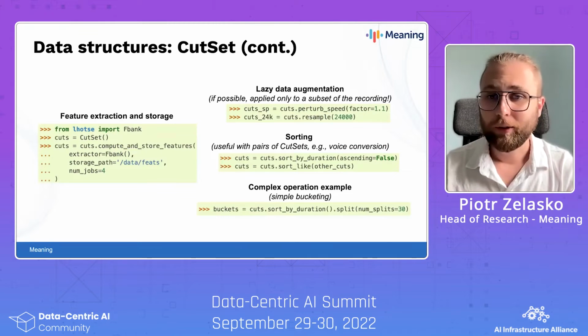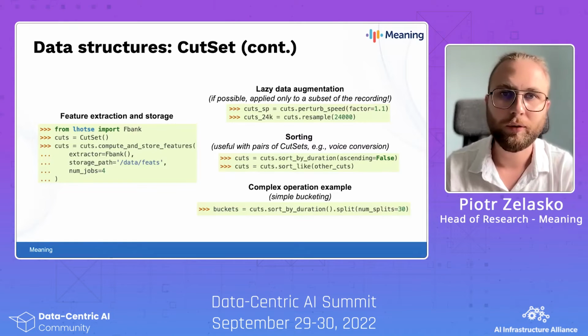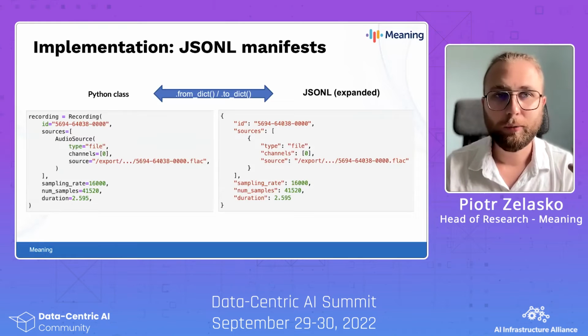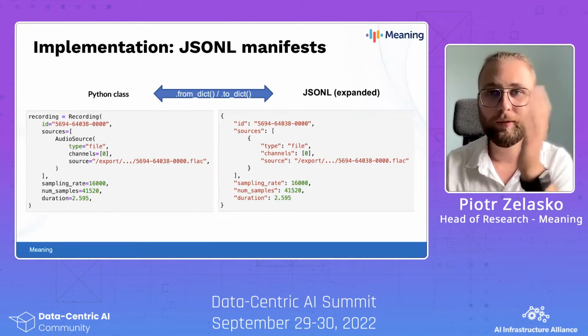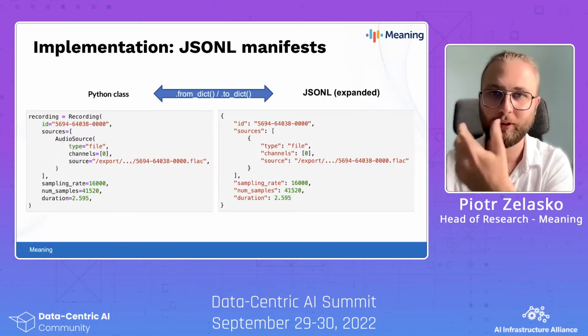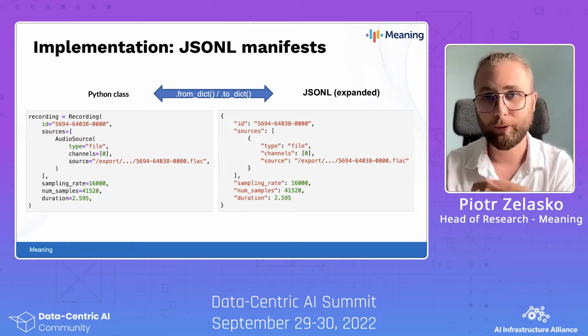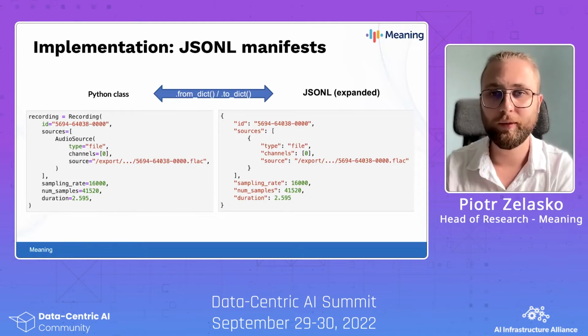Again, you can do all of these operations like data augmentation, resampling, changing the speed, sorting, and so on. In terms of implementation, this is actually very lightweight, and the Python classes have direct correspondence to a JSON-L manifest representation. This is very handy if you want to actually keep this in some file database, S3, wherever.